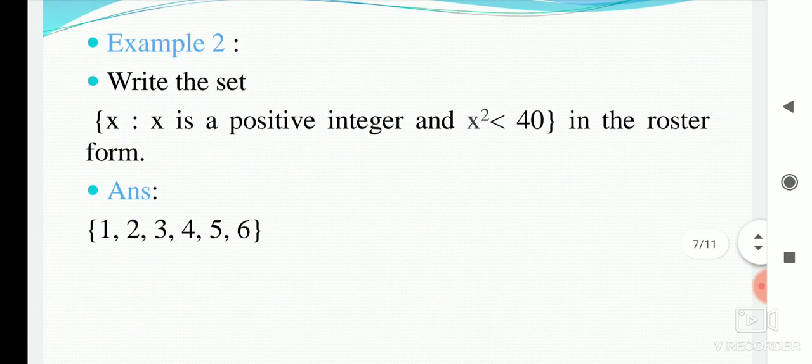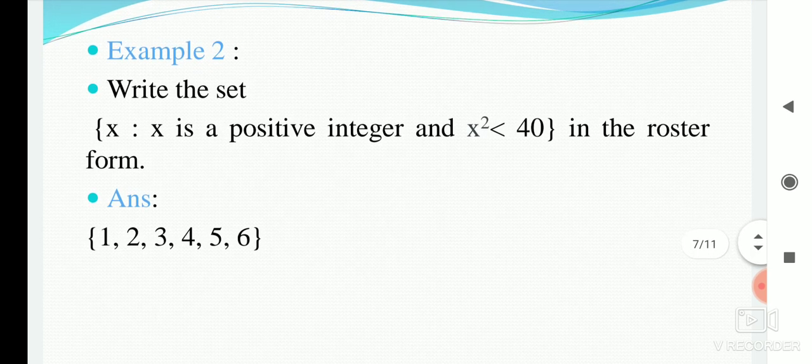Let's see the second example. Write the set x, the second example is in set builder form. So how will you read this example? This set is nothing but the set of all x such that x is a positive integer and x square is less than 40. This is how you have to read it: set of all x such that x is a positive integer and x square is less than 40.